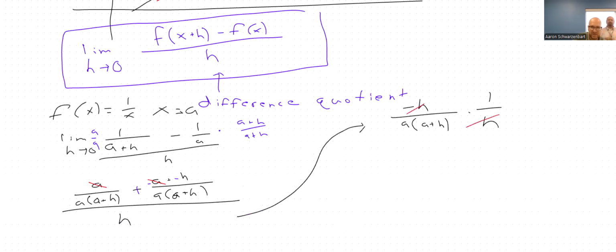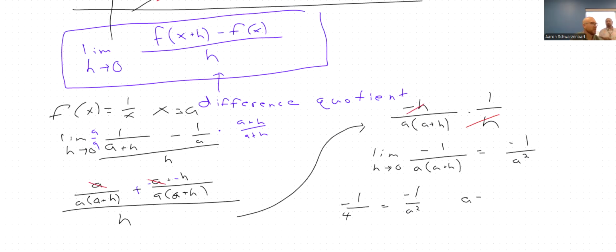And I get the limit as h approaches 0 of negative 1 over a times a plus h, which is negative 1 over a squared. The beautiful thing, they ask where does the slope equal negative 1/4? That gave me a general formula. a can be whatever I want. Now I can just set negative 1/4 equals negative 1 over a squared. a is 2.